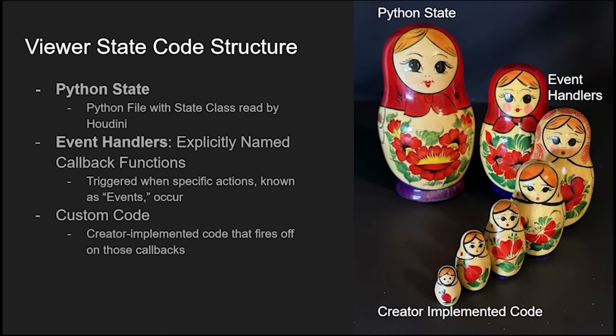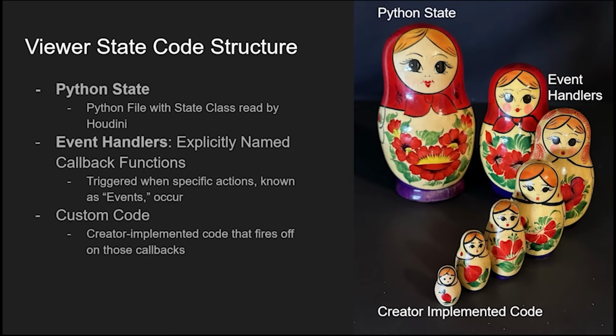So my understanding of the code structure of a viewer state breaks it down into 3 main parts that are all housed within each other, not unlike these Russian nesting dolls over here. So the Python state is held within a Python file. The Python file contains a class called state that is interpreted by Houdini for your viewer state. Within this class, Houdini is expecting explicitly named callback functions known as event handlers.